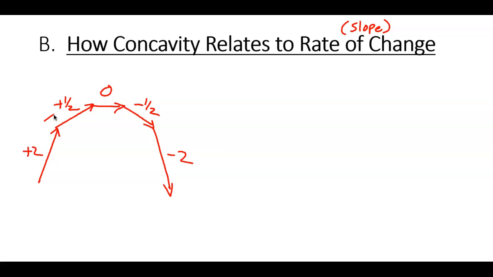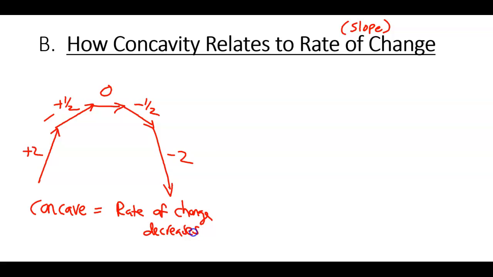So concave down means that slopes are decreasing. Or, I don't want to say slopes though, right? I want to say rate of change. So rate of change decreases.